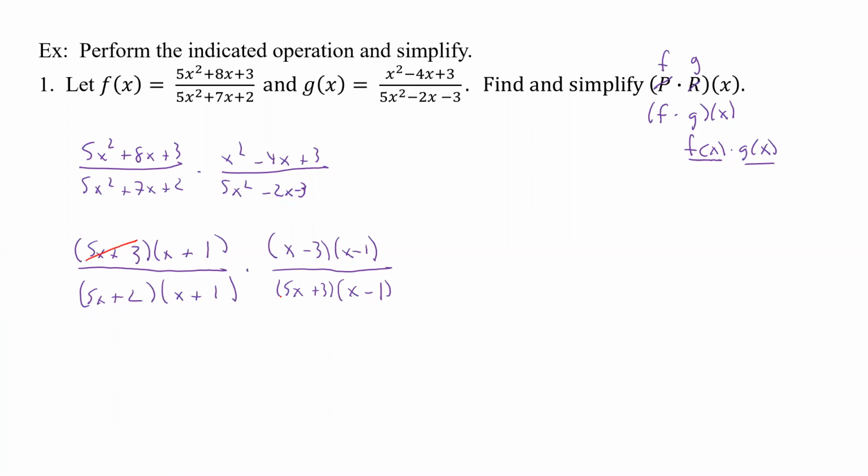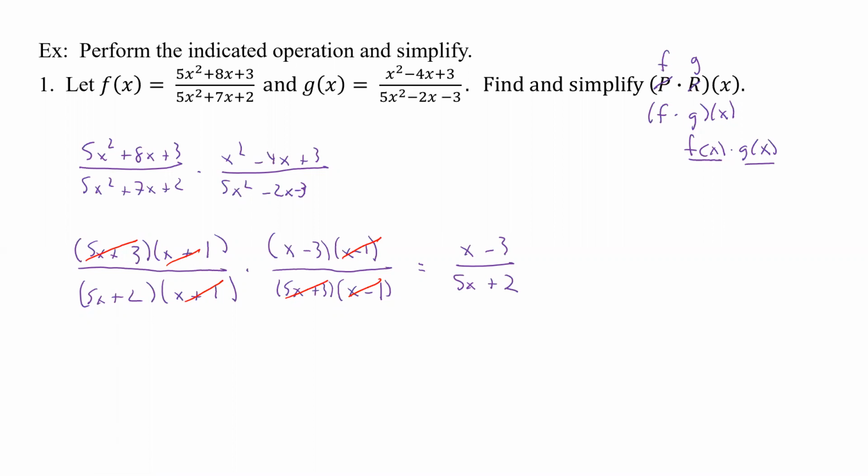Now we cancel. So 5x plus 3, x plus 1, x minus 1, and now we just have (x minus 3) over (5x plus 2). Okay, so that's all we have to do.